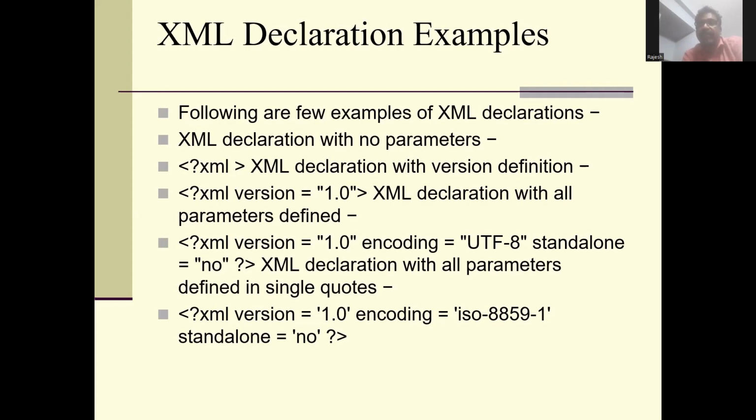Say, for example, here I have given the version as 1.0. Either we can use single quotes or double quotes to mention the attribute values. For encoding, I just mentioned UTF-8 as the encoding standard we are following, and standalone I just mentioned as no. So these are sample examples for the XML declaration. Move to the next slide.